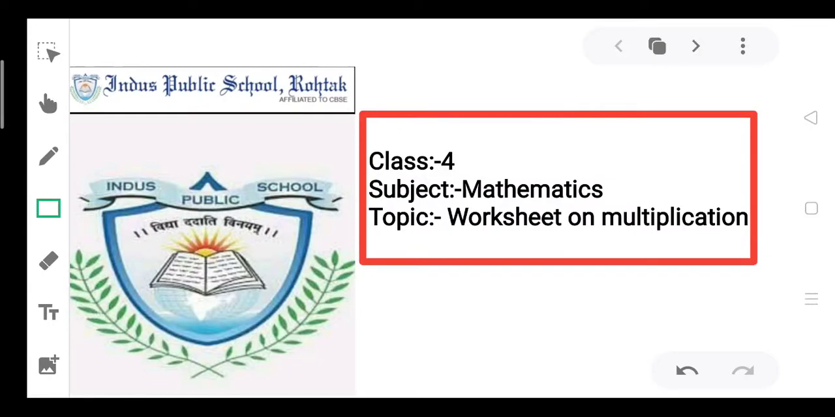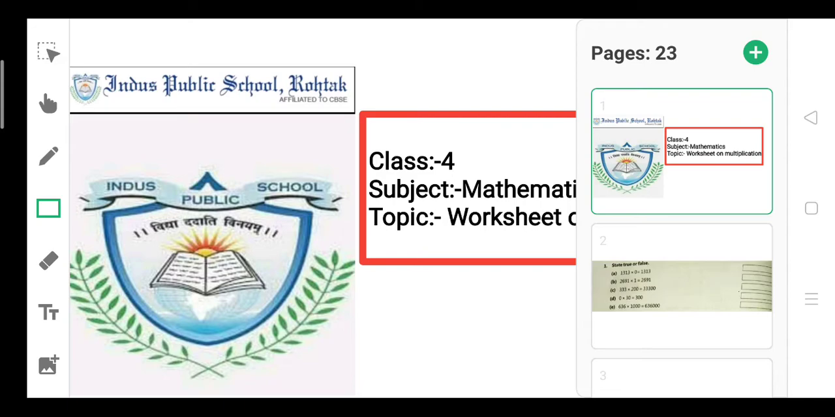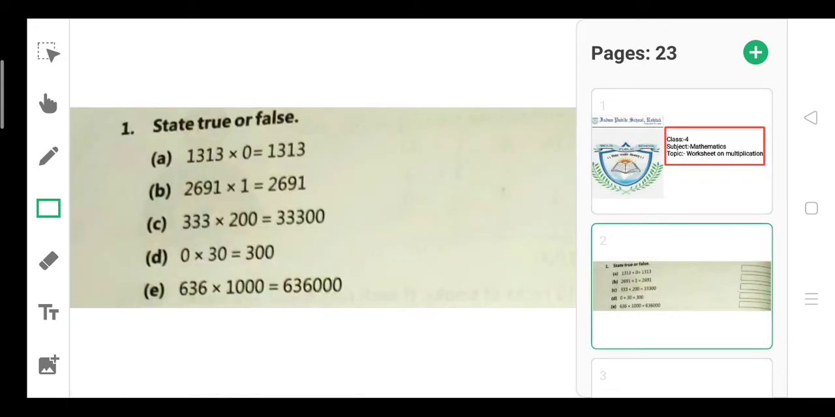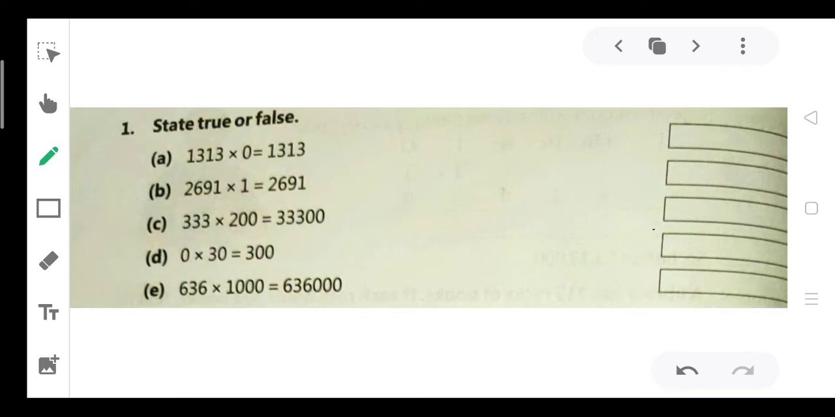Our multiplication topic is almost over. Only the last exercise remains, where we have to do the worksheet which is based on multiplication. First question I am going to explain here. The question is, state whether true or false.